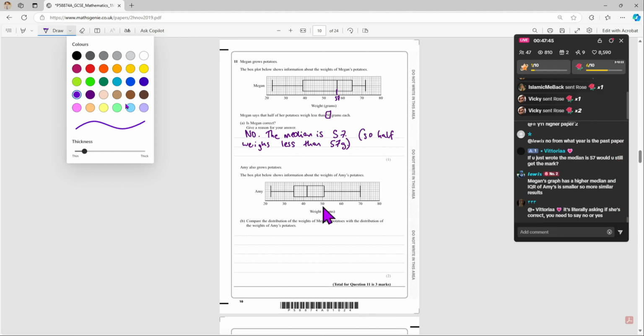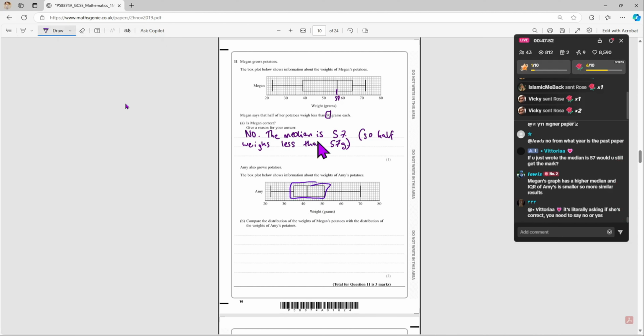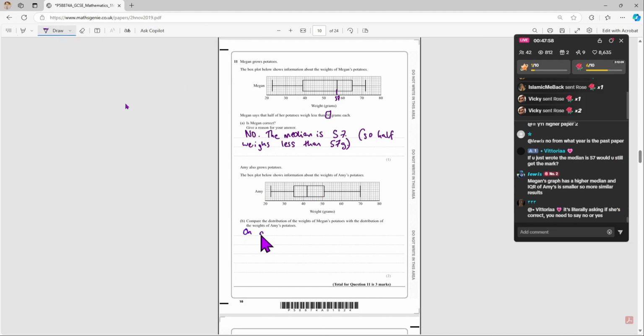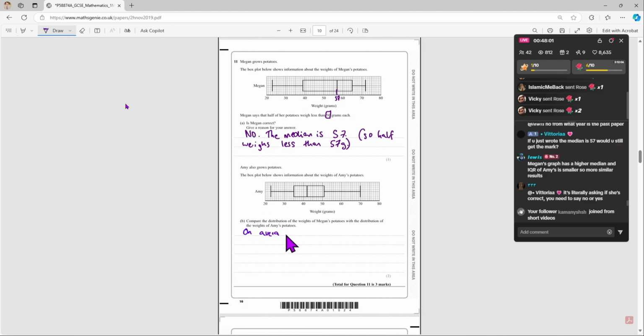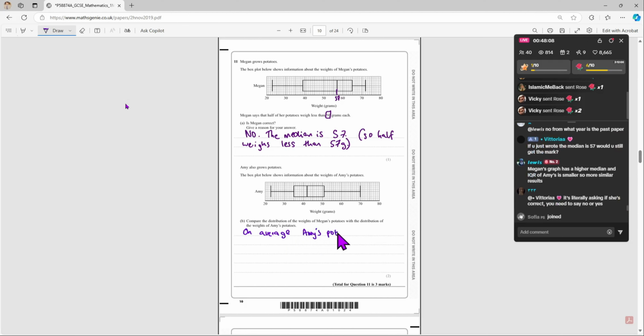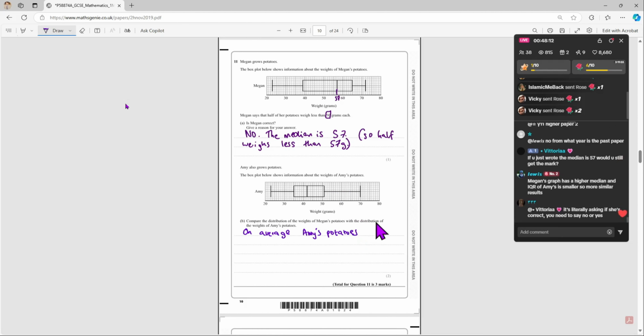So we have to now. The first thing you can say, we know that this box plot and this box plot are very, very different. So the first thing you can write is, on average, Amy's potatoes weigh less. Amy's potatoes, as you can see, are a bit further down the x-axis, so they weigh less.